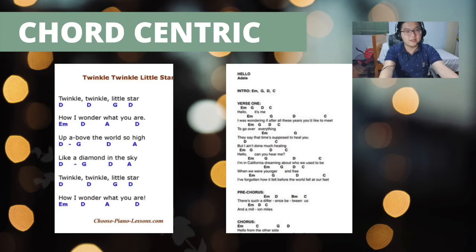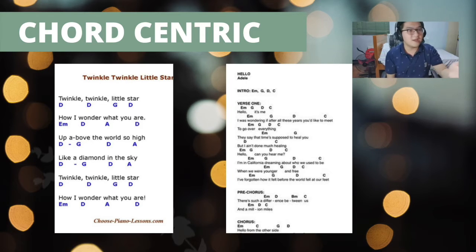Now, for our first learning material, we have the chord-centric type of learning material. This would involve pieces that only show the lyrics and the chords itself. An example of this, as shown on the screen, is Twinkle Twinkle Little Star. To be able to play these is being able to synchronize the lyrics and the chord that is written in the piece.